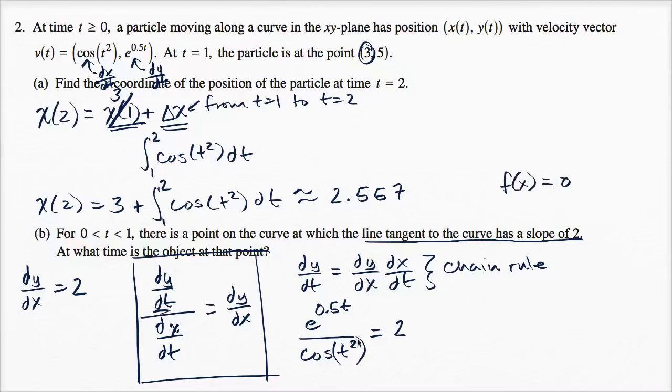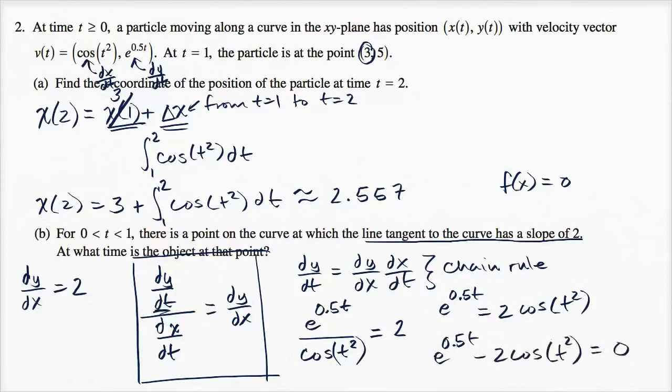So let me rearrange this equation. I could just subtract 2 from both sides, or actually, I could multiply both sides times cosine of t squared. And so I'll have e to the 0.5t is equal to 2 cosine of t squared. And then I could subtract this from both sides, and I will get e to the 0.5t minus 2 cosine of t squared is equal to 0. And now I could use the solver on my calculator to figure this out.